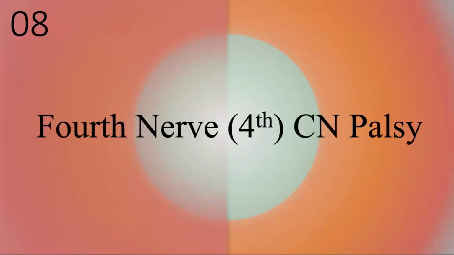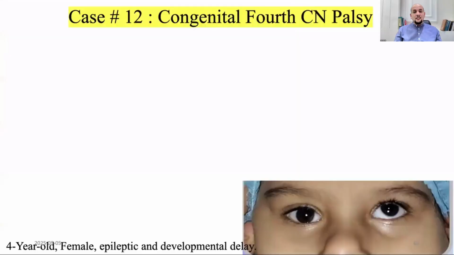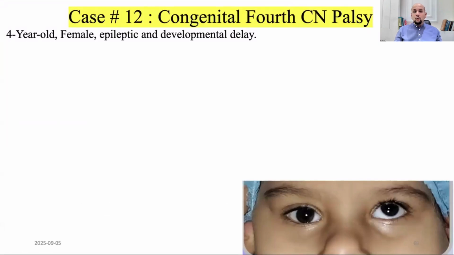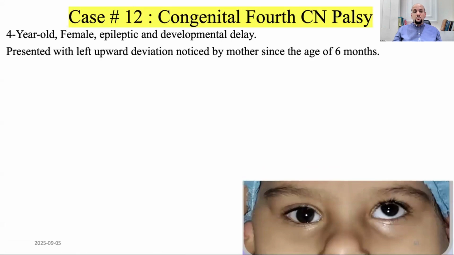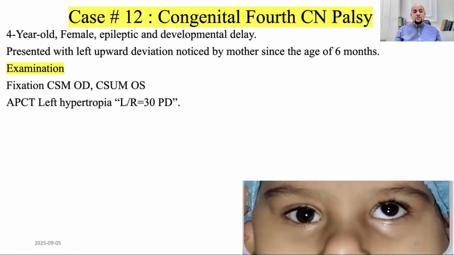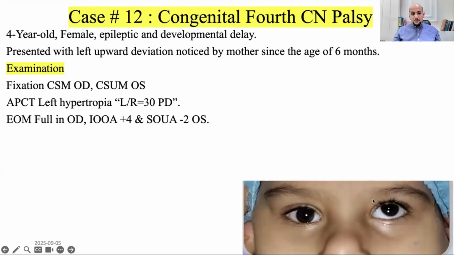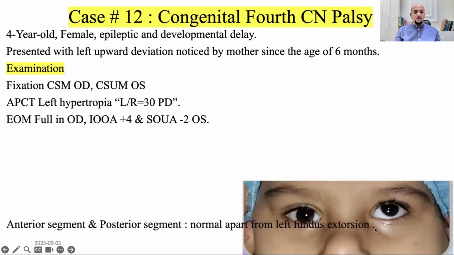Moving to the last cranial nerve palsy associated with strabismus, the fourth cranial nerve palsy. So this small child, 4-year-old with a history of epilepsy and developmental delay, presented with left upward deviation noticed by the mother since the age of 6 months. On examination, she had unmaintained fixation in the left eye with left hypertropia of 30 prism diopter, with inferior oblique overaction +4, superior oblique underaction -2.